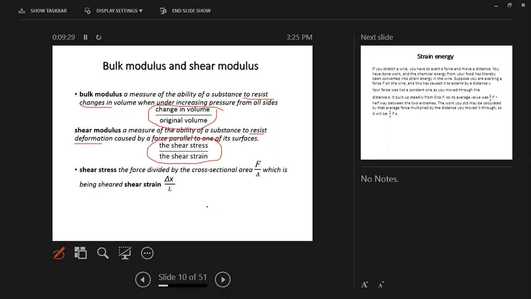So what do shear stress and shear strain stand for? Shear stress, again, like tensile stress, is going to be force over area. And the shear strain is going to be, again, the amount of extension over the original length of the object. So when you divide these two, you are going to get FL over A delta X for the shear modulus.